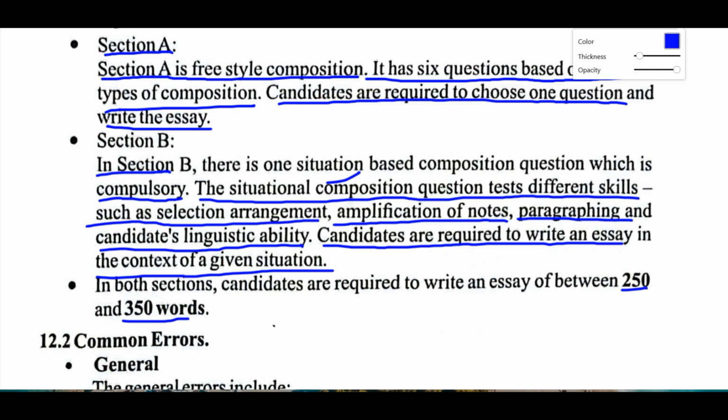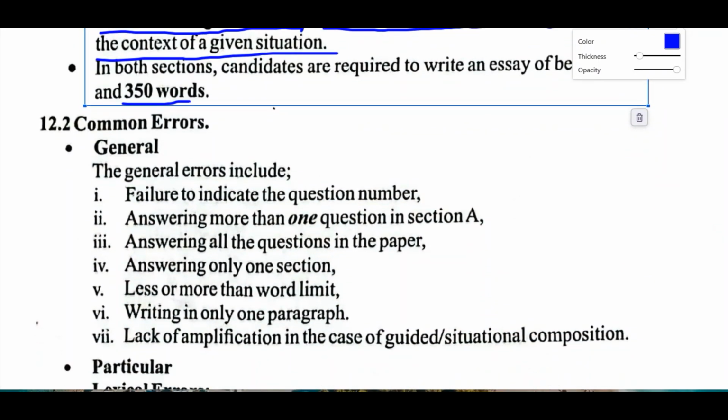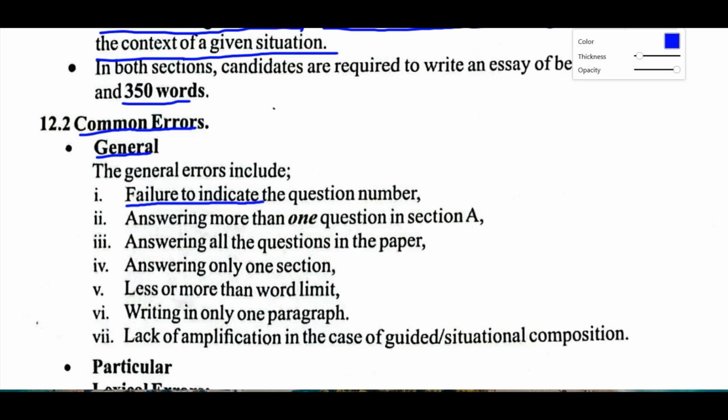Now let's go to the errors. What are the errors that we make as we are dealing with composition writing? I'm going to begin with common errors, and we are going to start with the general ones. These are very simple. First, we look at the failure to indicate the question number.